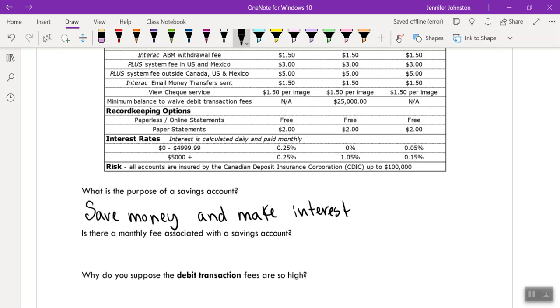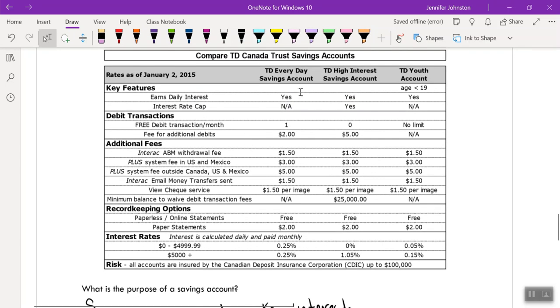Is there a monthly fee associated with savings accounts? Let's go check and see. All right, so we have our everyday savings account, and a key feature here is that I earn interest daily. All of them, yes, they all earn interest daily, and you just get paid for it after 1 month is over. You get like $4 or $5, depending on how much money you have in your account.